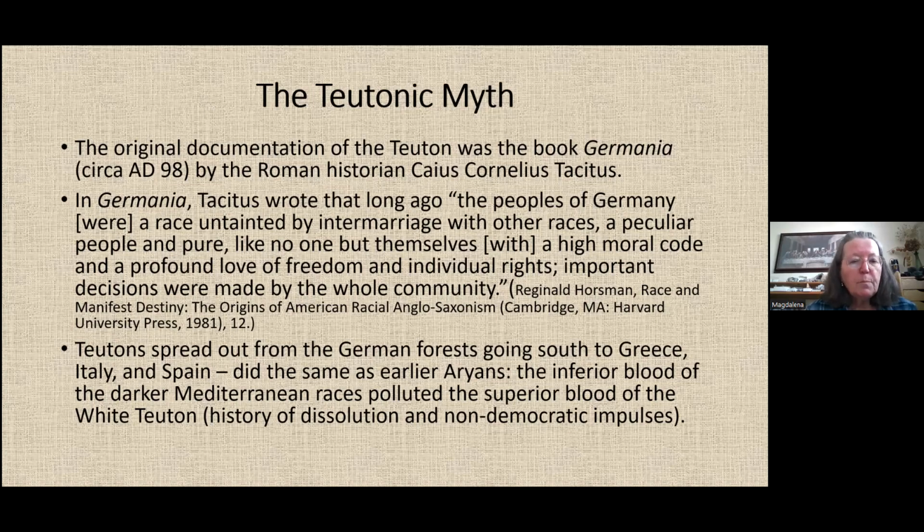So the Teutons spread out from the German forests, going south to Greece, Italy, and Spain. And they did the same as earlier Aryans. The inferior blood of the darker Mediterranean races polluted the superior blood of the white Teuton. And apparently this is what the myth calls a history of dissolution and non-democratic impulses.